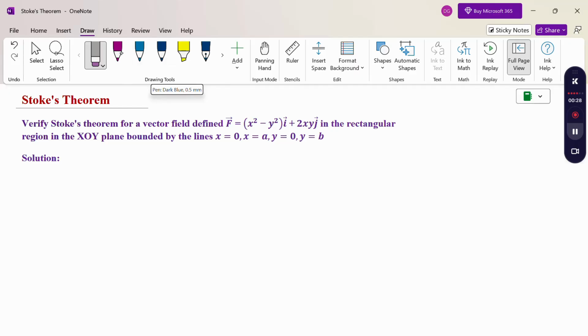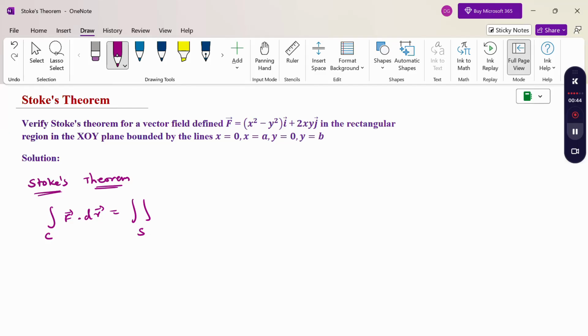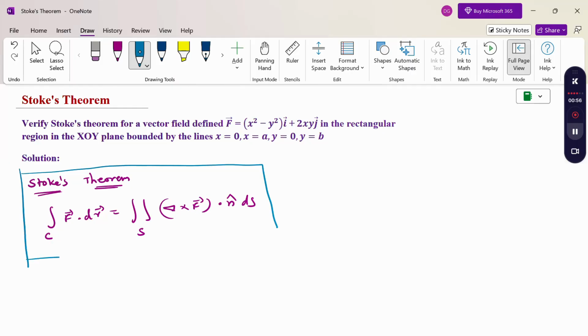Now the Stokes theorem is nothing but: line integral equals surface integral. Integral over C of F vector dot dr vector equals double integral over the surface of del cross F vector, which is curl F vector, dot n cap dS. So this is Stokes theorem.